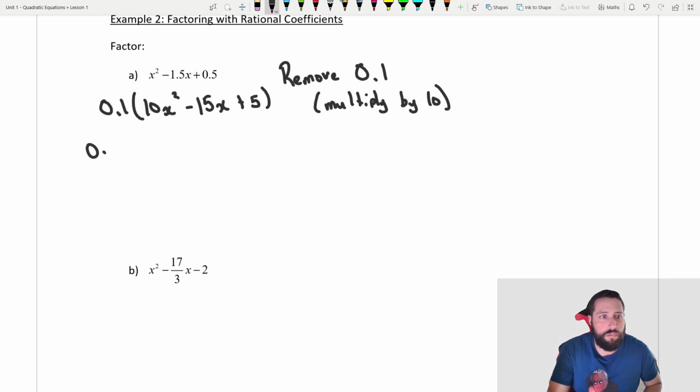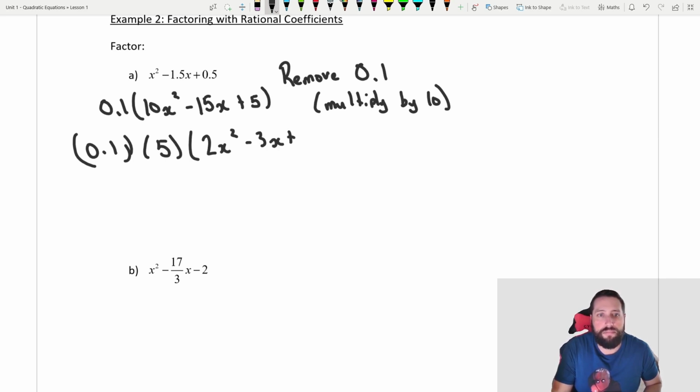So it's going to be 0.1 multiplied by 5, and then it's going to be 2x squared minus 3x plus 1. These two you can multiply together to make it one term.